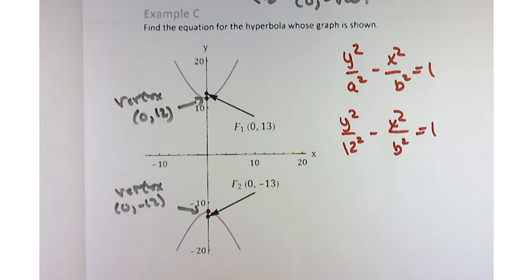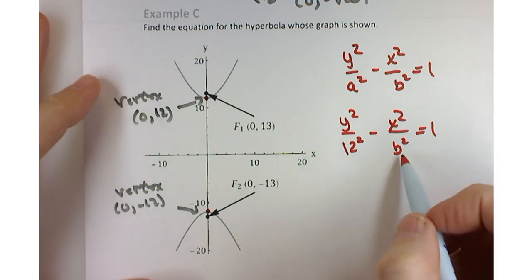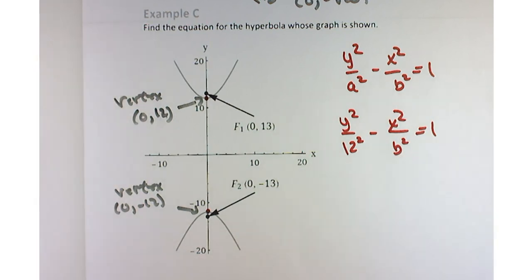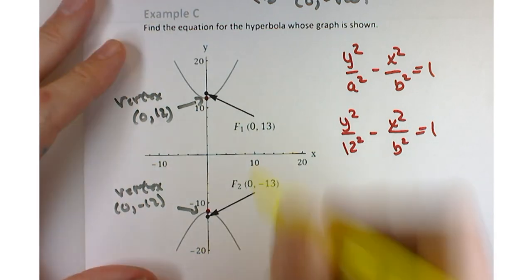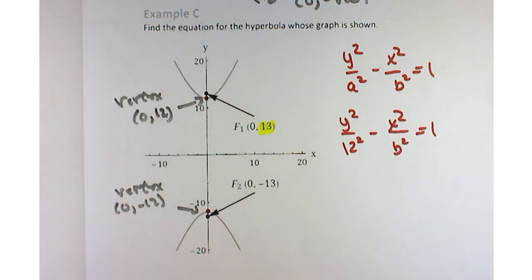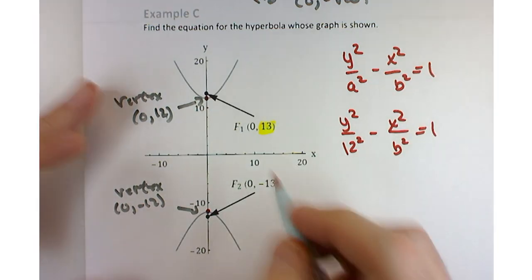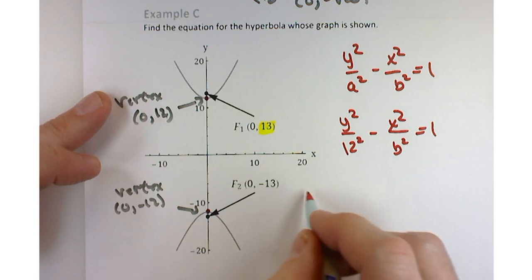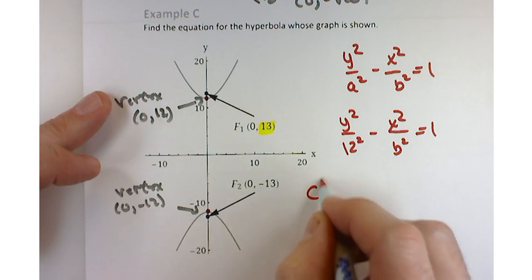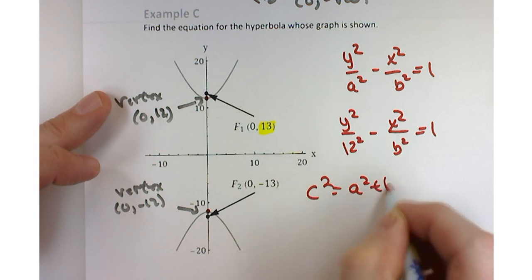So, okay, I got that. I've got to figure out a little something else in order to figure out what b squared is. The thing I haven't used yet is this piece of information. What does that tell me? What does that give me? Well, yeah, that's the foci. But what does it actually give me in terms of something useful for solving for b? If you said that the foci lies at a distance of c away from the center, then good on you. c squared equals a squared plus b squared.